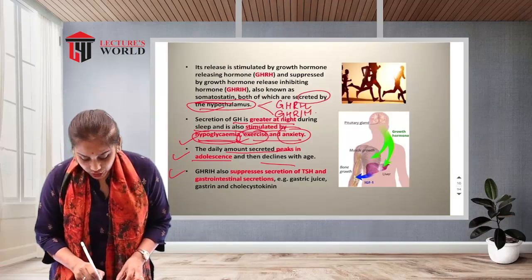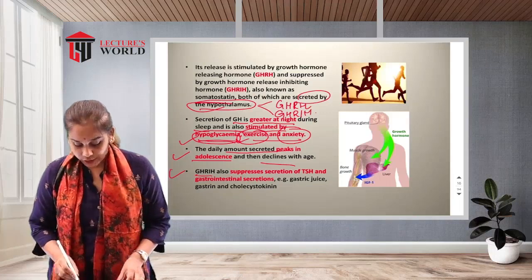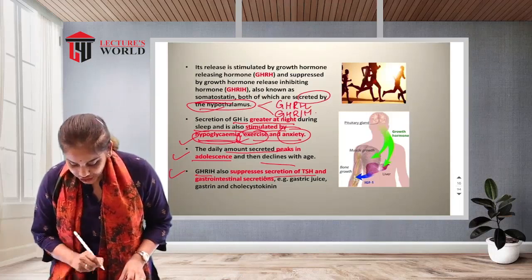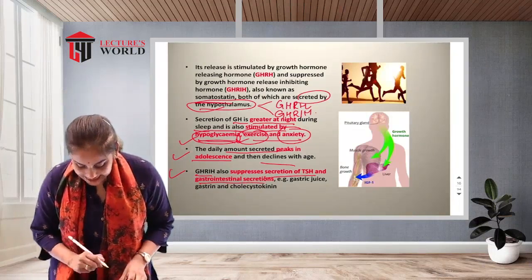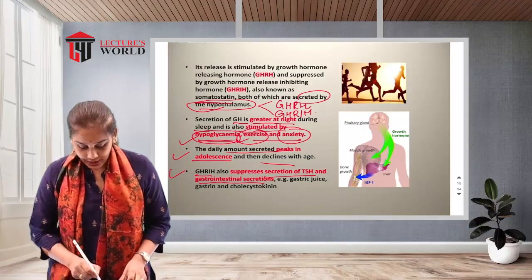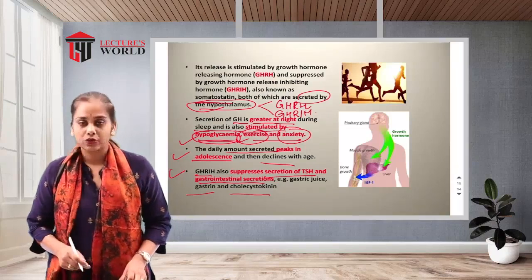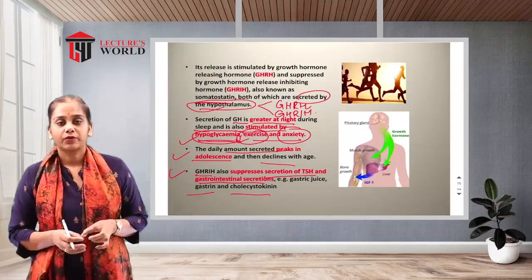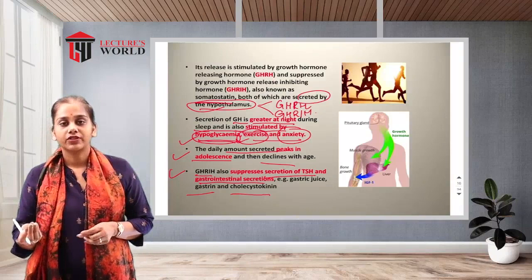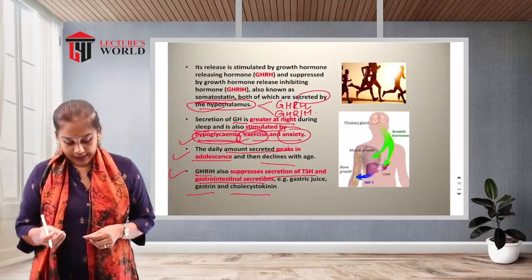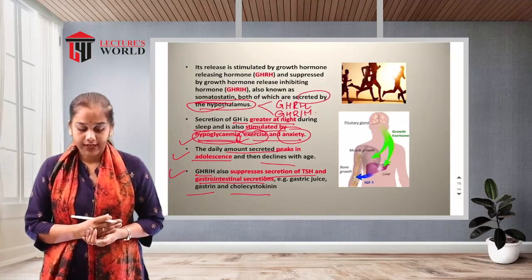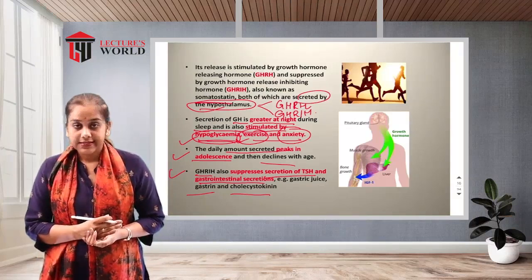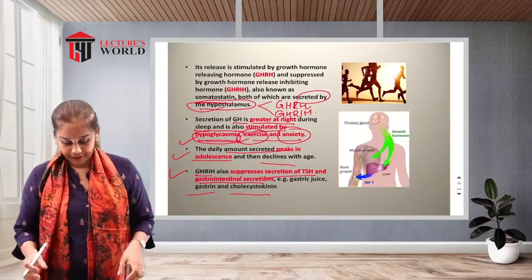Then growth hormone inhibiting hormone suppresses the secretion of the thyroid stimulating hormone as well as the GI secretions like gastric juice, gastrin and cholecystokinin. Some amount of metabolism function is there. So they suppress the secretion of the thyroid stimulating hormone as well as the GI secretions.